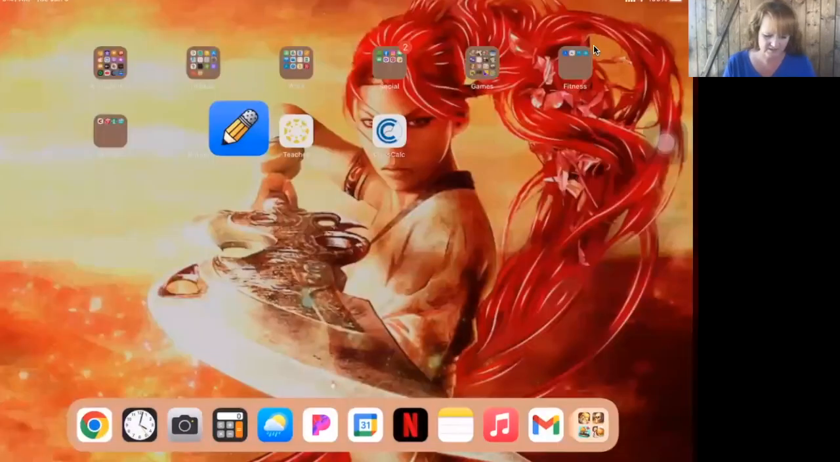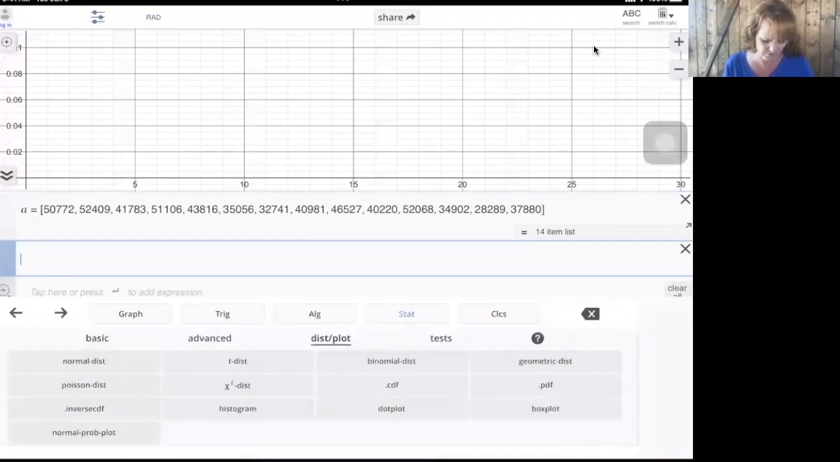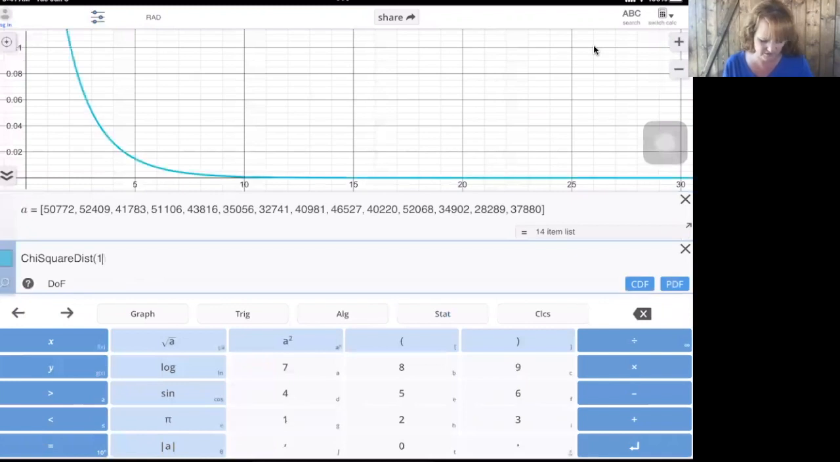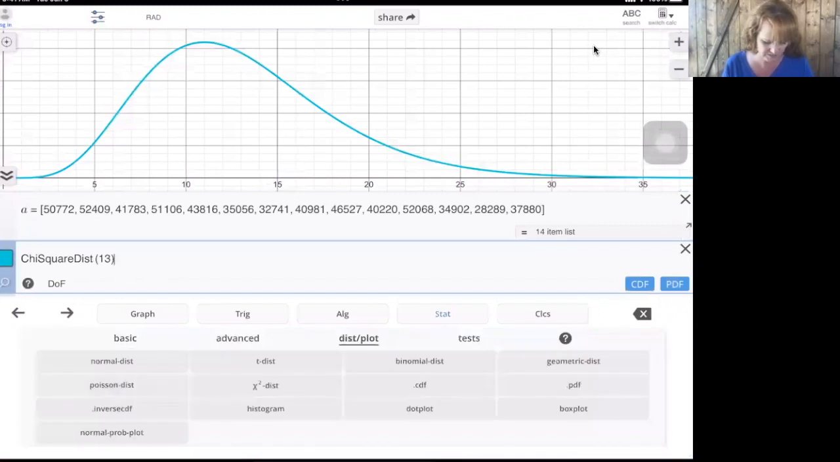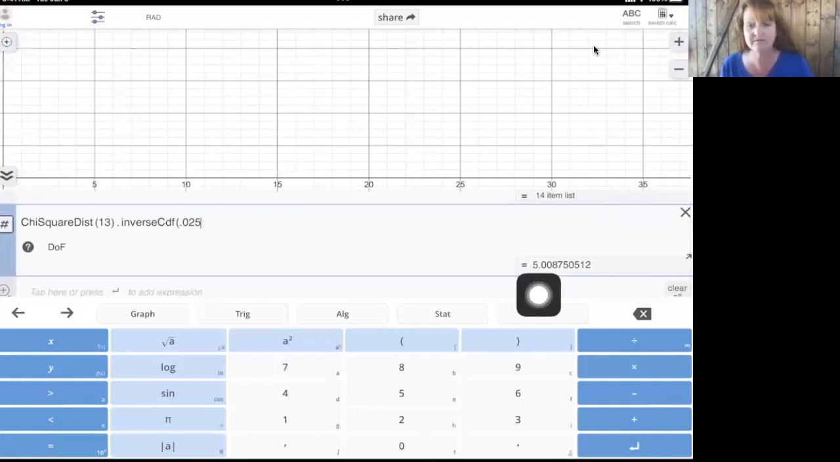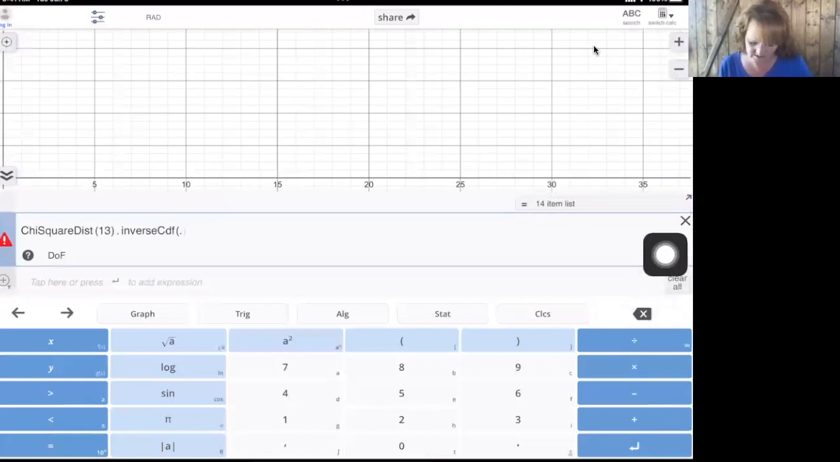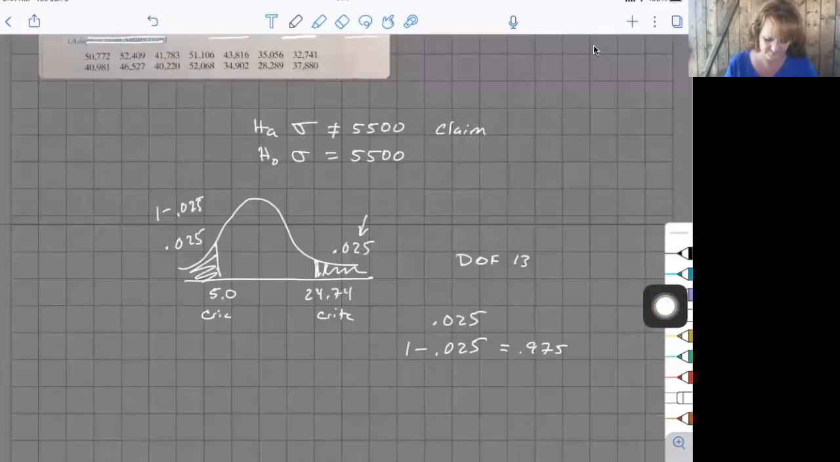For my class calc people, we're coming over here. We are doing stat distribution plot. We are doing a chi distribution. Our degrees of freedom are 13. Then I'm going to go back into stat distribution plot and do my inverse CDF. I'm doing 0.025. That's going to give me the 5 value that we just saw. And then I'm going to do 0.975, and that's going to give me my 24.74. Okay. All right.